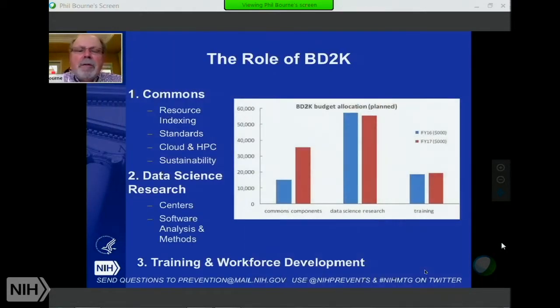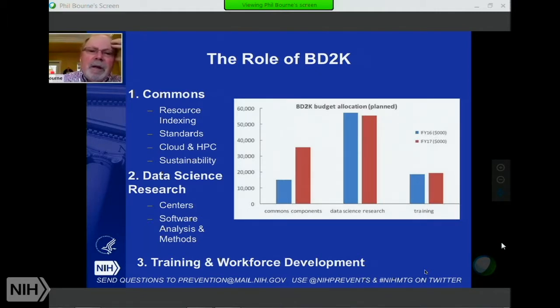And to that end, within the program that I run, called BD2K, the Big Data to Knowledge Program, we're spending a very significant part of our budget now, and more in FY17, on developing the commons concept. What that means is indexing resources in this environment so they can be found, developing standards that the community can learn about and adopt, or collecting standards already developed, to standardize data as much as we can. It provides cloud and high-performance computing facilities, and it also has the promise of a certain level of sustainability, which I won't say too much about today, because I want to get on to use cases that I think are relevant to you. But this is clearly important.